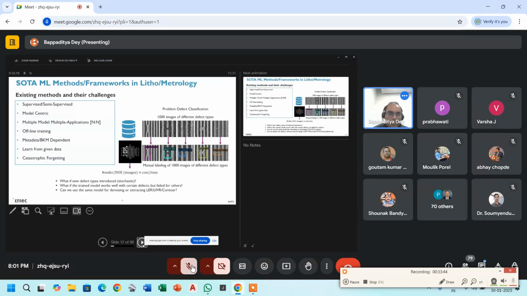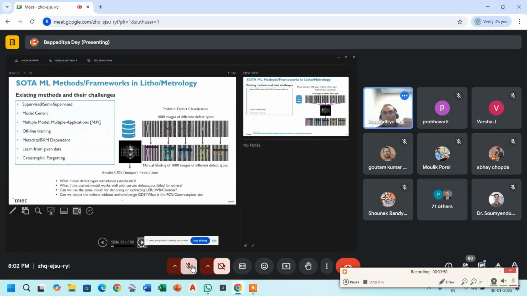You have to think. Can you use the same model for denoising and extracting? What I mean here is, can you use this model for other different tasks? The answer is no, I cannot, because as I said, this is n to n, multiple models, multiple applications. But what we need is one model, multiple applications. So in computer science, you are trying to solve basically an NP-hard problem, right? Like 1 to n. Can we detect the defects without anchors or design details? That means, can you detect these defects without the help of any metadata or dependency? Can we exclude the use of domain expert knowledge or not?